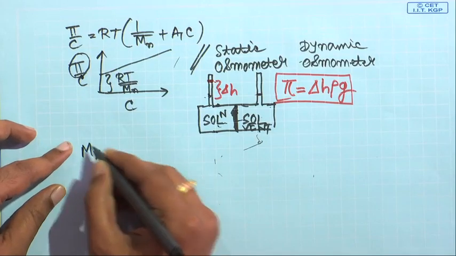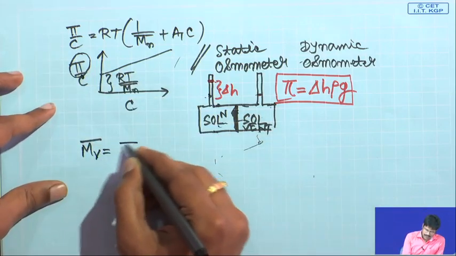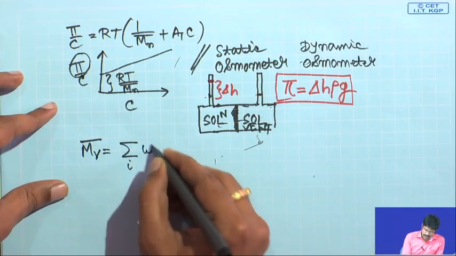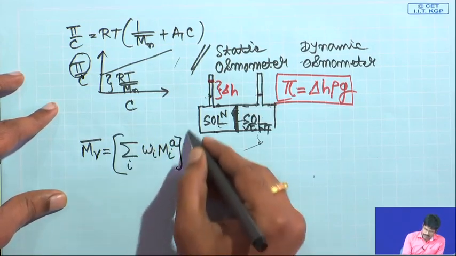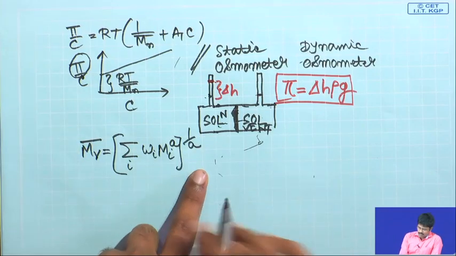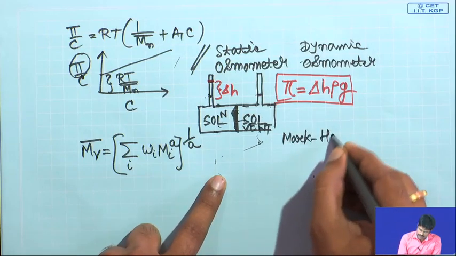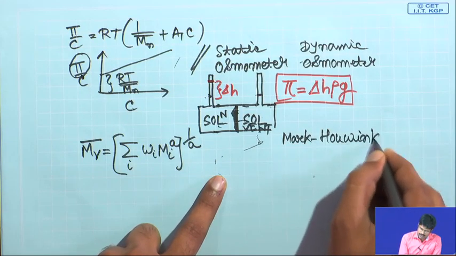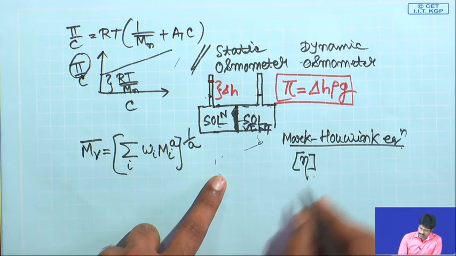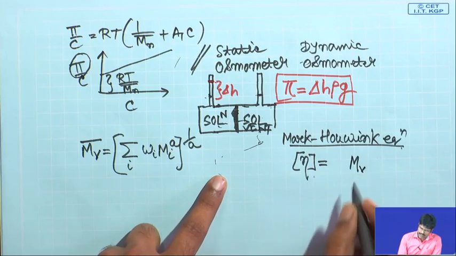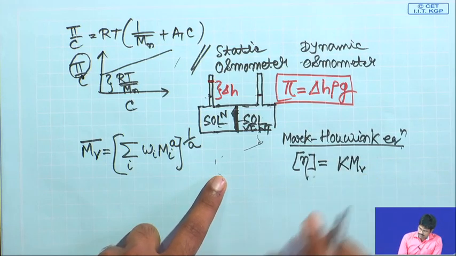So, this is Mv, the viscosity average molecular weight, which is basically (sum of Wi times Mi to the power a) to the power 1 by a. Now, you might know that there is something called the Mark-Houwink equation. This equation correlates the intrinsic viscosity with the molecular weight. In this case, I am terming it the viscosity average molecular weight by these two constants.